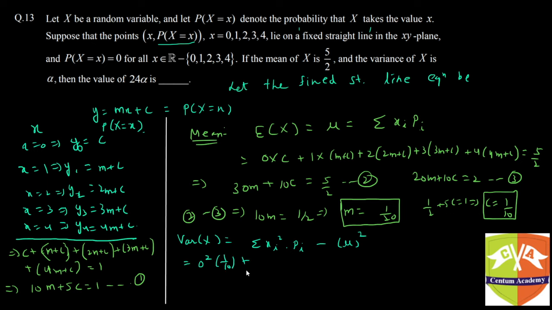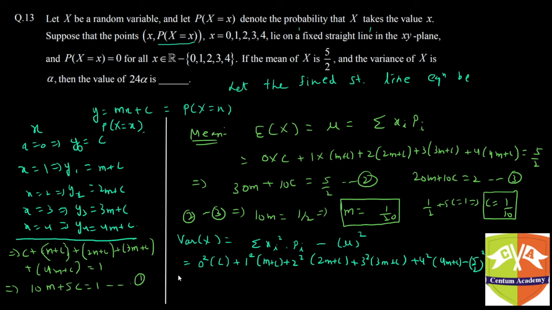1 by 10 plus, let me do one thing, let me calculate it in terms of m and c, and then I'll finally simplify m and c. So 0 square times whatever, we don't care, though it is c, plus 1 square times m plus c plus 2 square times 2m plus c plus 3 square times 3m plus c plus 4 square times 4m plus c minus 5 by 2 the whole square.